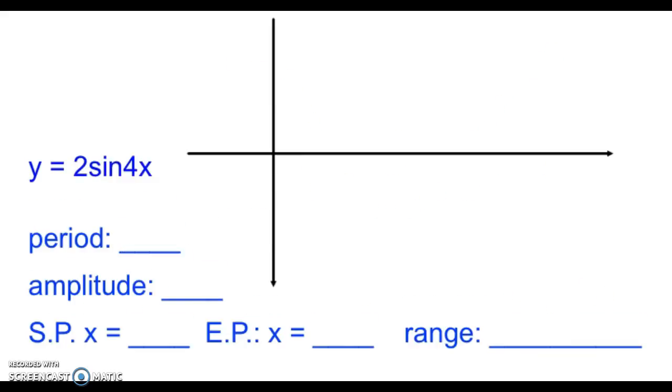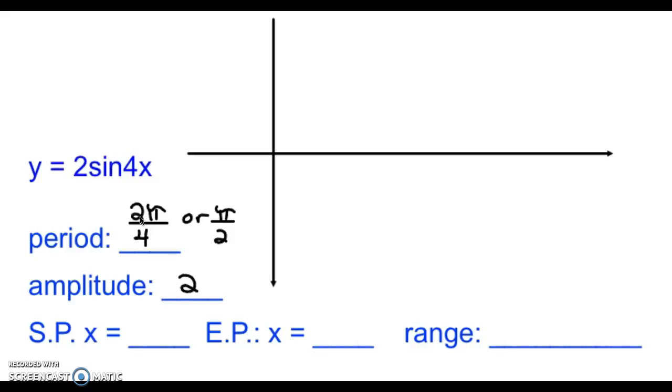Let's go ahead and look at some examples where you actually have a number in for the a and the b. So you have a number out front and you have a number next to x. The period, we talked about on the last one, is 2 pi divided by b. B in this case is the number in front of x, which is 4. So your period ends up being 2 pi over 4, or if you reduce it, pi over 2. The amplitude is the absolute value of the number out front. It's 2, so my amplitude would be 2.